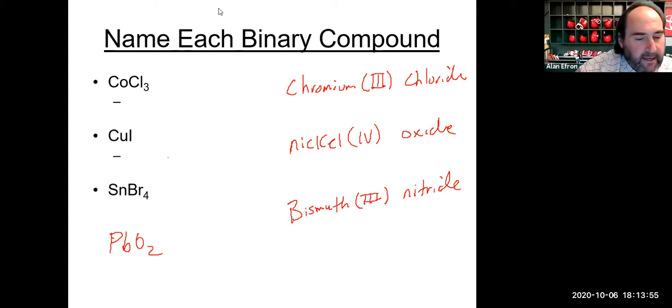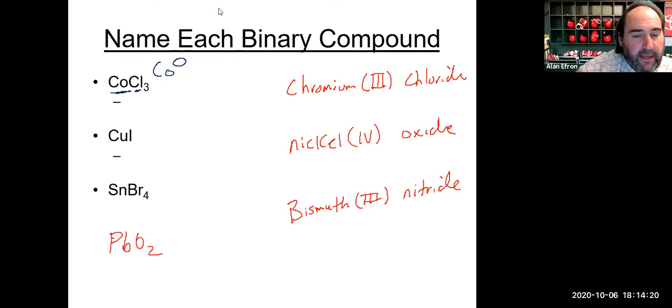Okay, so let's see how we're doing. We'll start with the first one here. So we see Co, which is cobalt. That is a metal, and that is a transition metal. And we got Cl, which is chlorine, which is a non-metal. Again, our cobalt, which is a transition metal, should automatically tell you type 2. So if you're not sure what it is, we do need to figure out what the charge is on the cobalt.